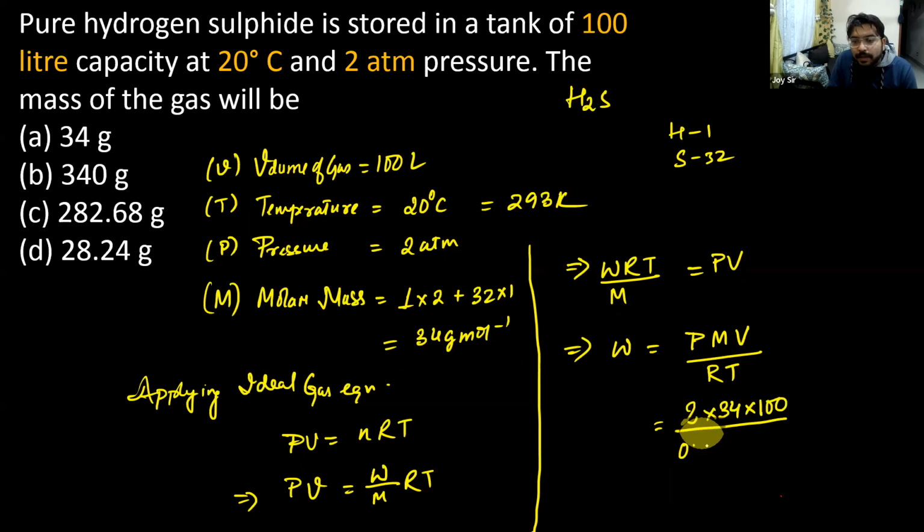R is 0.0821. Temperature is 293 Kelvin. You need to solve it and you will get the weight of the gas. Okay, you just need to solve this question. Take everything in terms of letters and at last only put the numbers, and don't try to put multiple steps. Once you put the numbers in, calculate roughly, the answer should be there.